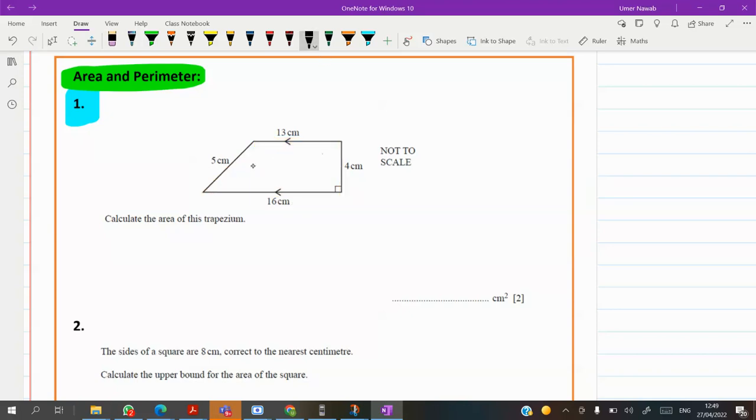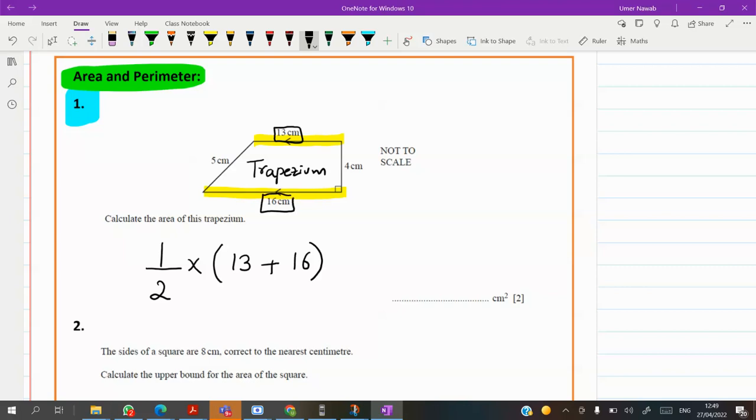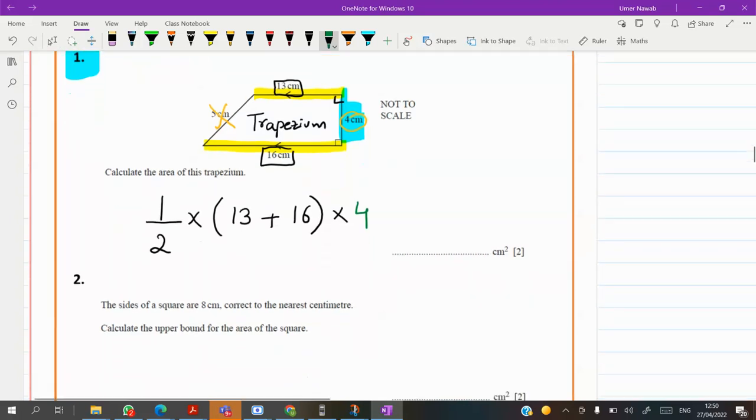Now when we try to find the area of a trapezium, it depends upon the pair of parallel sides. One is 13 and the other one is 16. So how do we find the area? We half times the sum of the parallel sides, the sum of the parallel sides, 13 plus 16, times height. Check that these two parallel sides, and there is a line which is joining them perpendicularly, and that is this side 4. 5 is not a height, 4 is the height. So 4 is the height. We simplify our result and get the area of a trapezium.